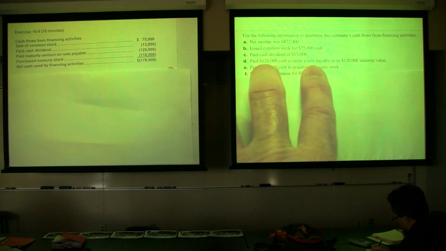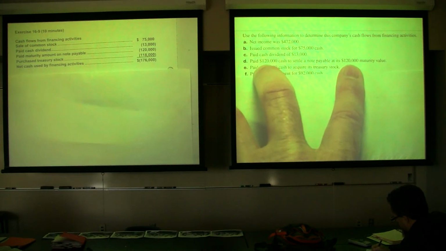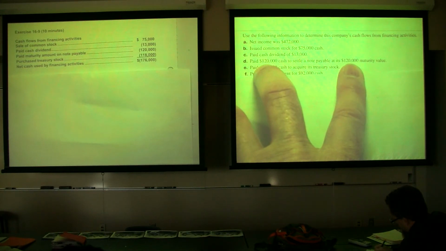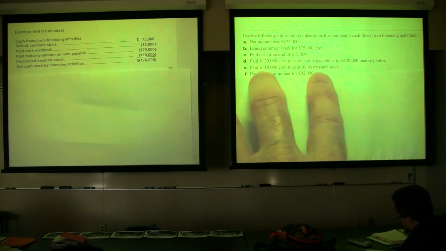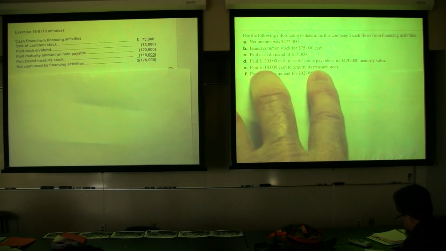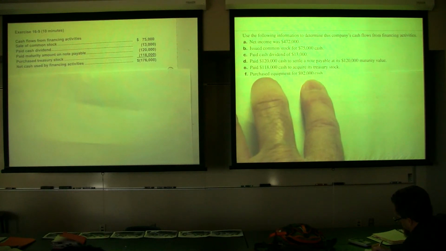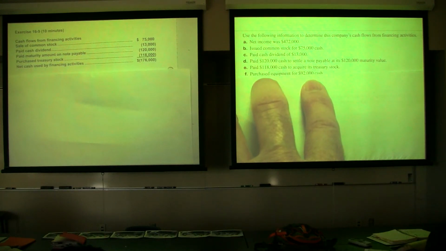Now when they paid cash to settle the note at the maturity value, they're talking about only principal. So the principal of the note is financing, the principal of a liability is financing activity. Now, if it were interest, interest shows up in the income statement, that would have been an operation, but no interest here, it's only principal. Paid $118,000 cash to acquire treasury stock, that's a financing activity, because treasury stock is not an asset, it's owner's equity. Purchased equipment, that'll be investing.